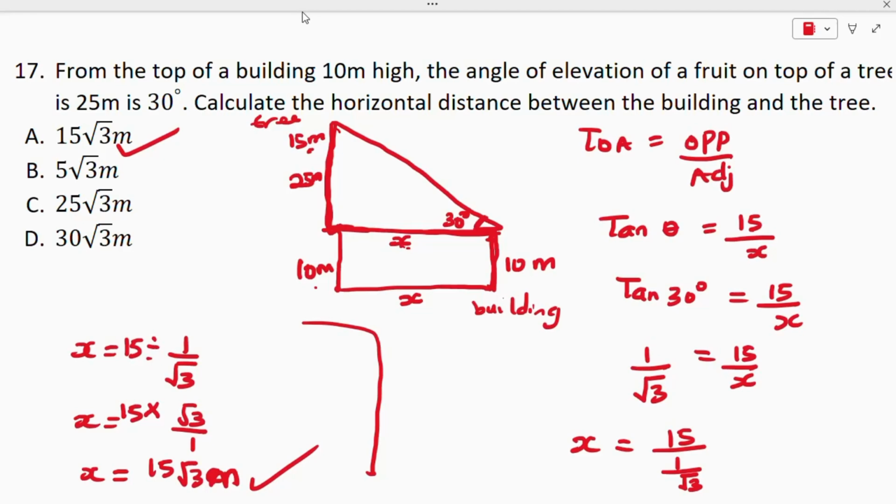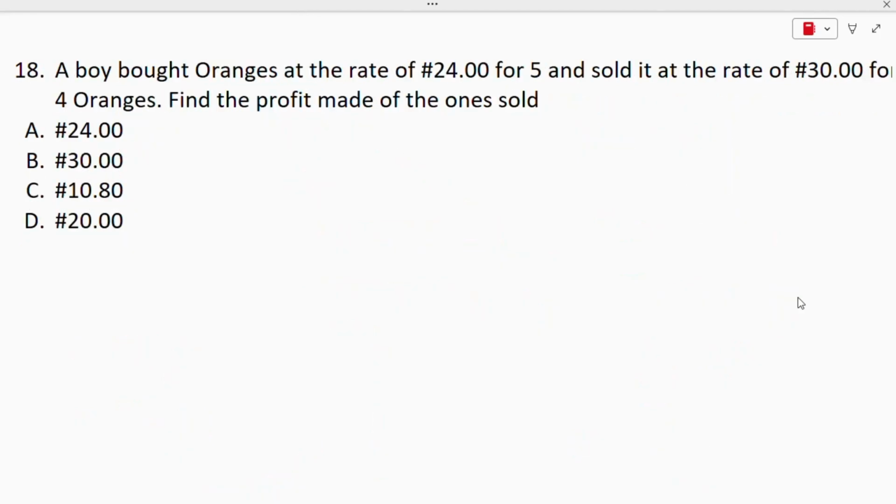So let's go on to question number 18. Question number 18 says a boy bought oranges at the rate of 24 naira for 5 and sold them at the rate of 30 naira for 4 oranges. Find the profit made on the ones sold.